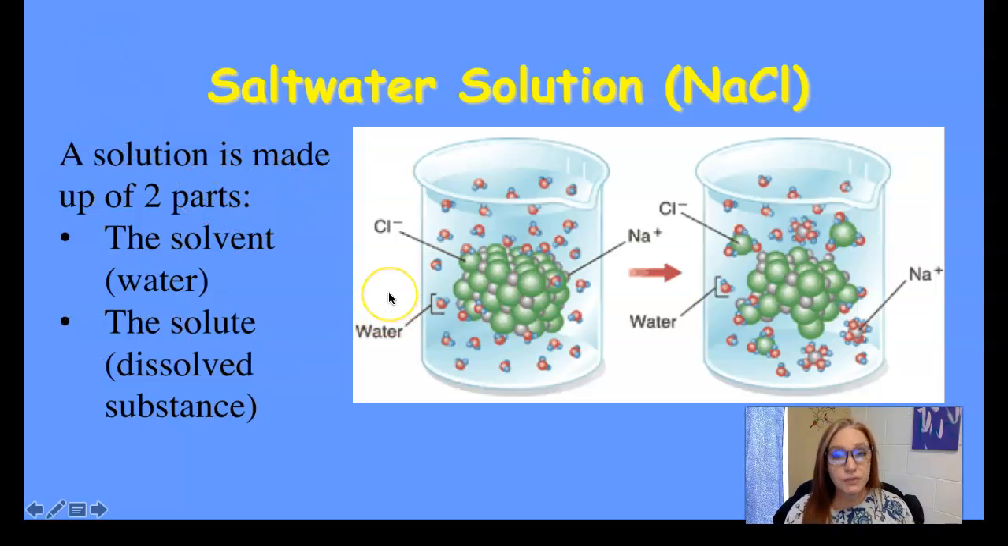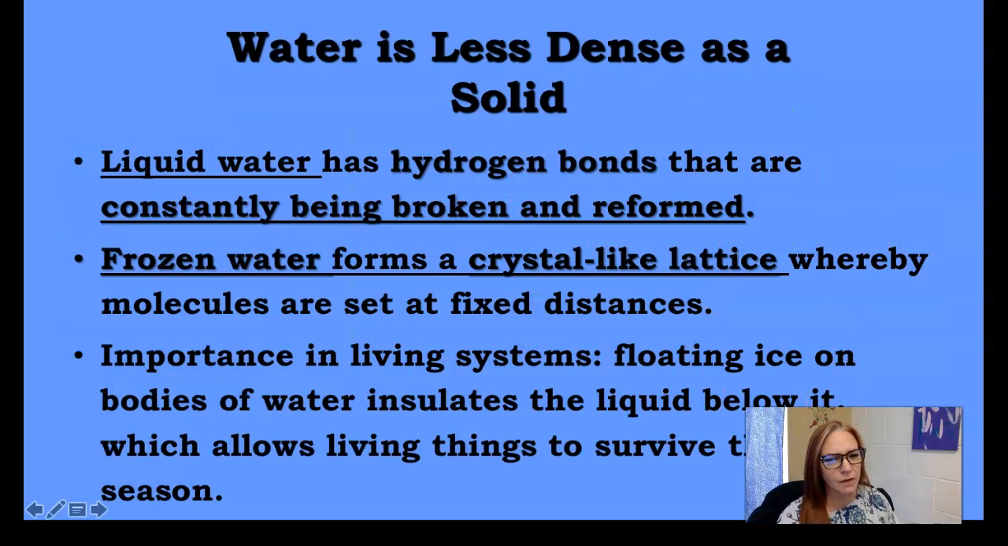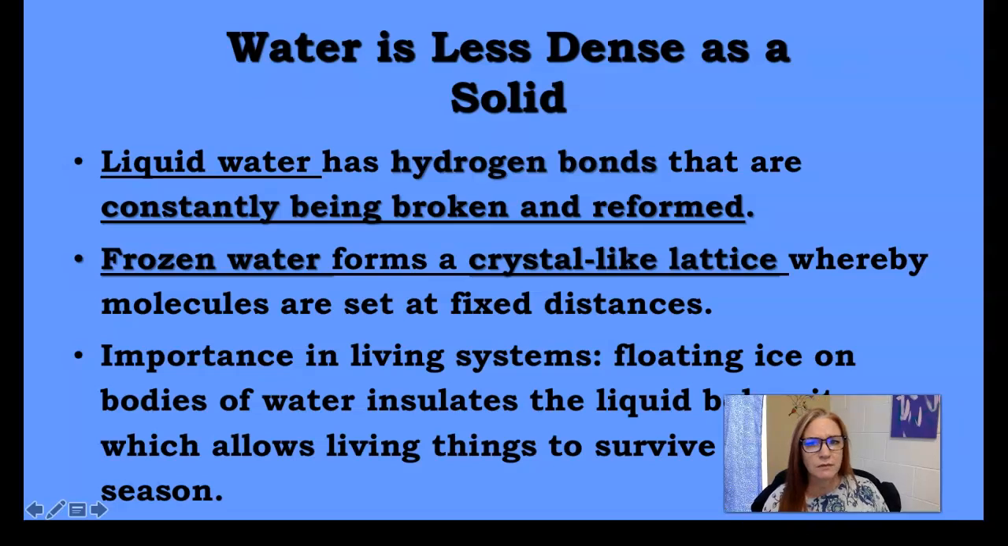So solutions are made up of a solvent, which is the liquid, in this case water, and the solute, which is the dissolved solid. Okay, so solution is solvent and solute. Again, this is a saltwater solution. Sodium chloride is salt. Those are ions that are pulled apart by water, and that's why when you put salt in water and then you stir it, the salt disappears. It dissolves, right? Makes a solution. And I think this is the last property of water.